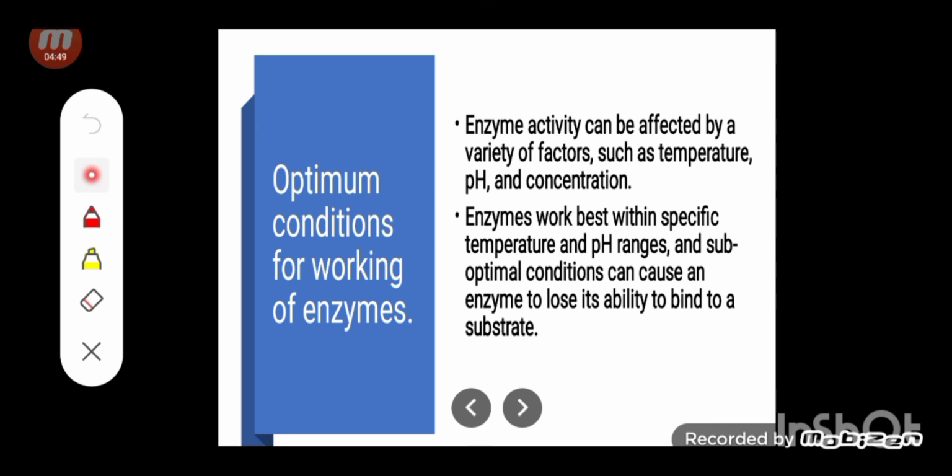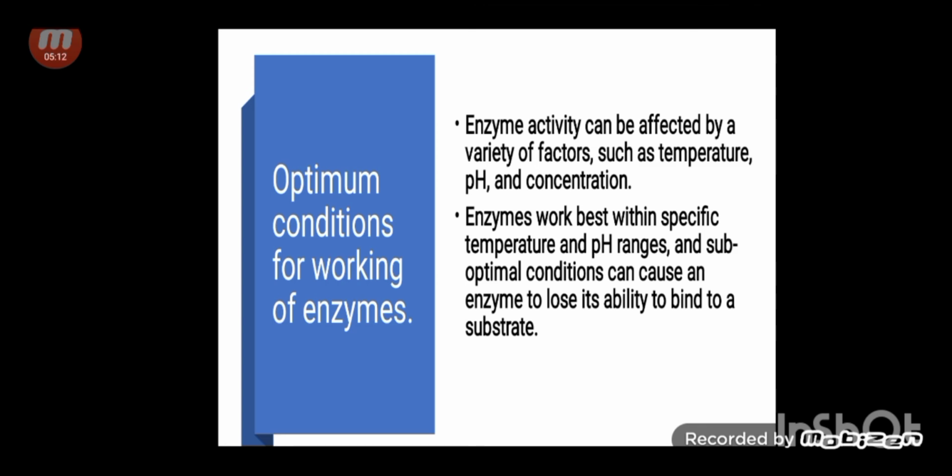There are some factors that can affect the activity of enzymes, like temperature, pH, and concentrations. These are the factors over which enzymes work best, and they are called optimum conditions for the working of enzymes. Enzymes work best at specific temperature and pH ranges, and suboptimum conditions can cause an enzyme to lose its ability to bind to a substrate.